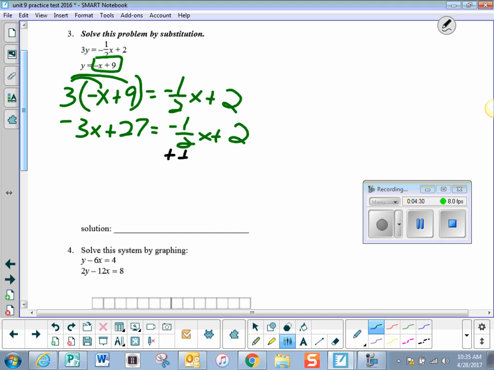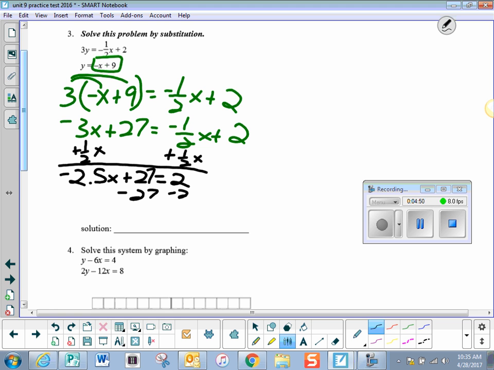So if I add 1/2 x to both sides, I get negative 3 plus 1/2, which is negative 2.5x. Oh, I got that right. That's why I'm reminding you how to do that, because we've been doing that. Then I subtract 27 from both sides, and I get negative 2.5x equals negative 25. When I divide both sides by negative 2.5, I get x equals 10.